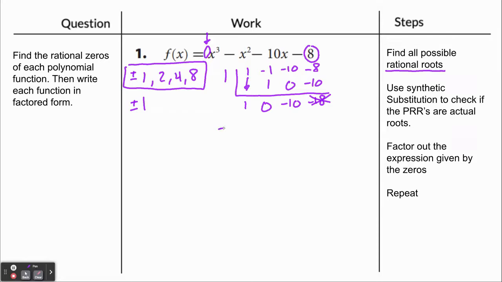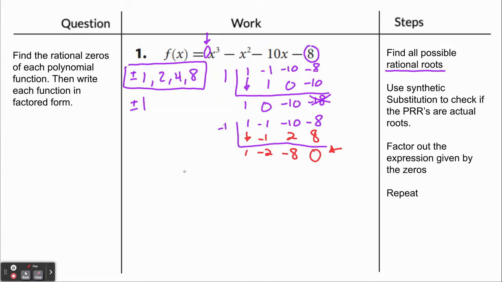Now I'm going to try this with negative 1. Same idea. 1, negative 1, negative 10, negative 8. I'm going to go ahead and change colors here so that we can differentiate. So bring down the 1. Negative 1 times 1 is negative 1. Gives me negative 2. Negative 1 times negative 2 is positive 2. Add these to get negative 8. Negative 1 times negative 8 is positive 8. Add them together and I get 0. So because I got 0, that tells me that negative 1 is in fact a root of this equation here.